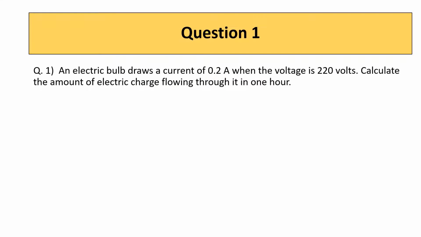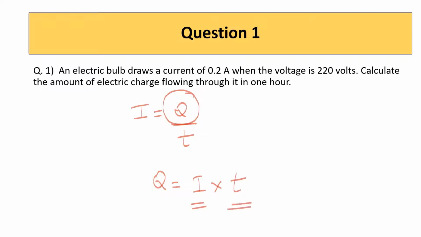We already learned in part 1 the equation for electric current. Electric current I is equal to Q by T. And in this question, this amount of electric charge is asked. Therefore, what will be the Q? Q is equal to I into T. I is given in the question. T is also given in the question.